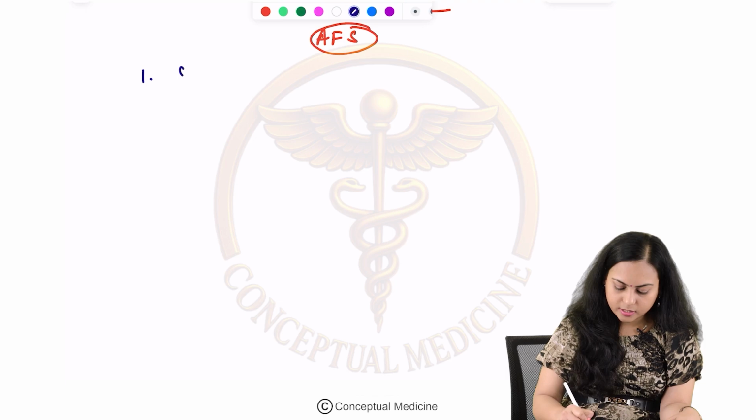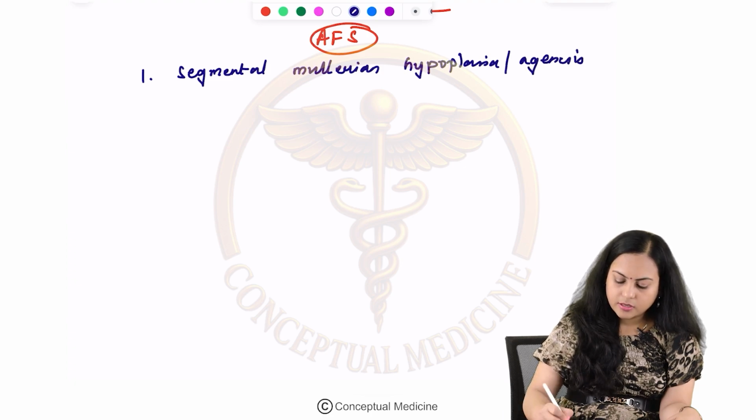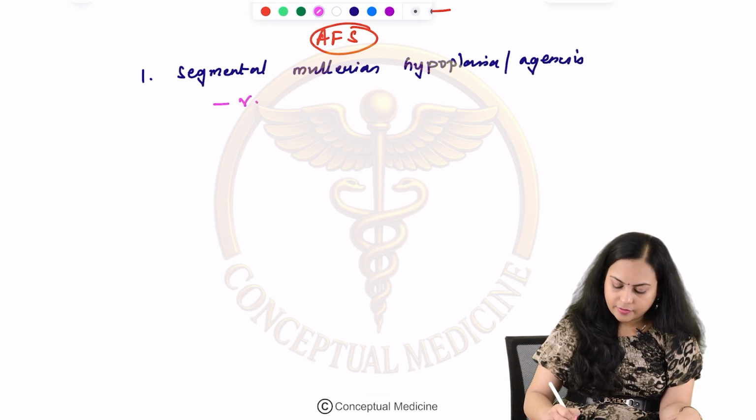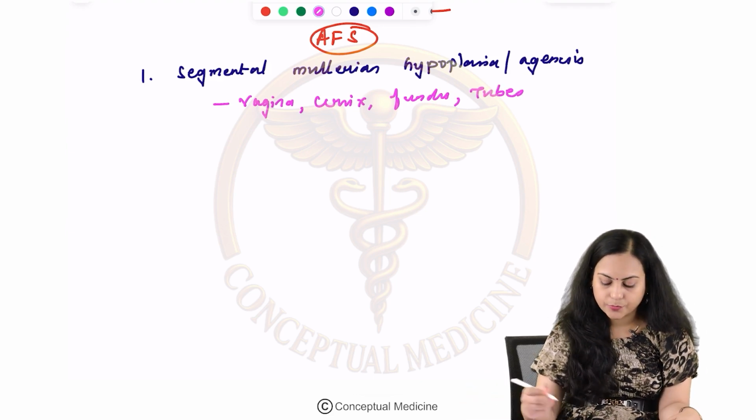Number 1 is segmental Müllerian hypoplasia or agenesis. So this hypoplasia can be at the level of the vagina, cervix, even the fundus of the uterus or the tubes, or it can be a combined anomaly also.